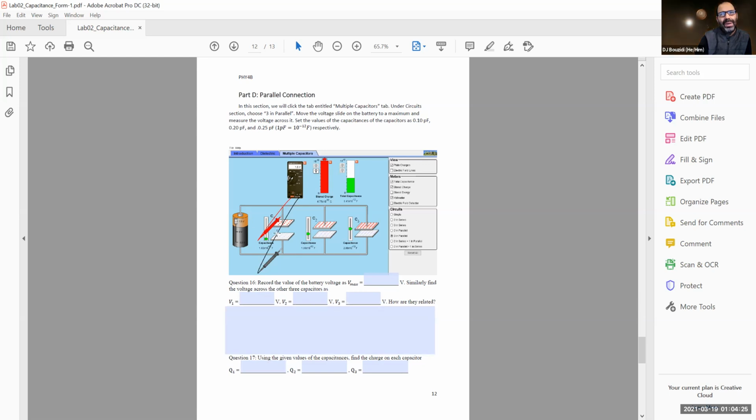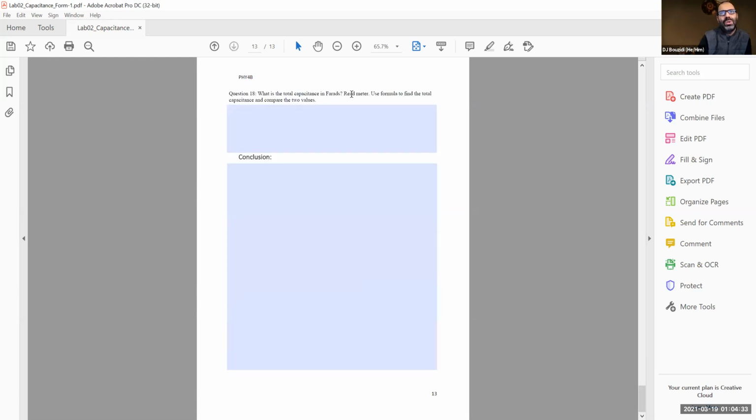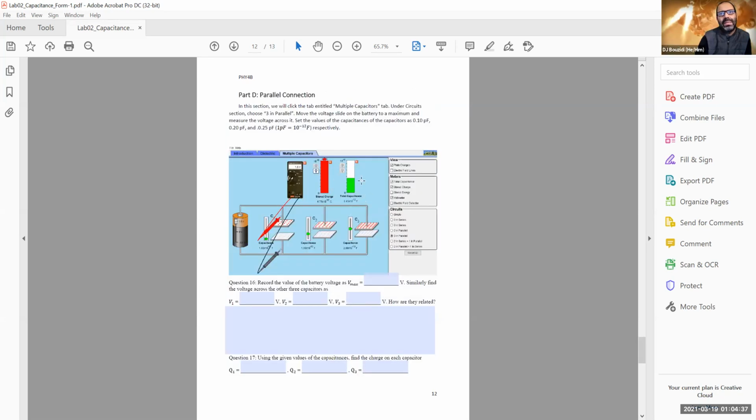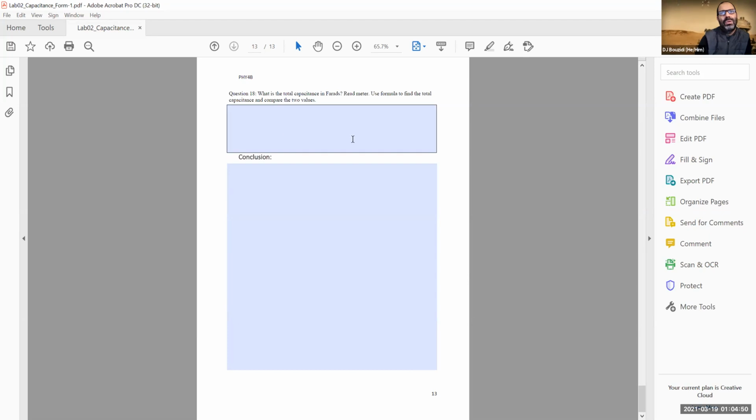Q1, I calculated Q1 because we have C1 and you have V1. So all you have to do is just multiply the two and you're in business, Q2 and Q3. And what is the total capacitance in farad? Read the meter. Again, read this capacitance in here and compare it to the total capacitance when you add them. You add this one plus that one. It should be the total capacitance, okay? And compare the two values and the conclusion.